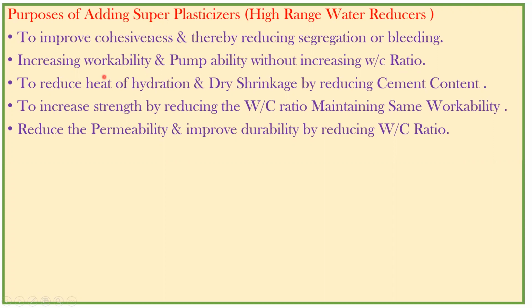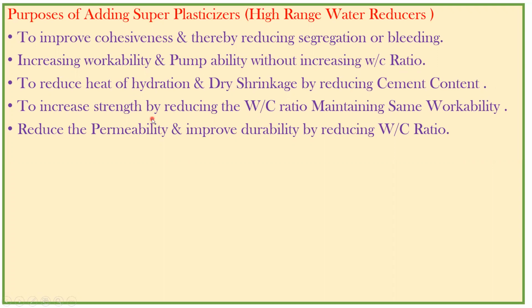In that case, we go with the super plasticizer to reduce the heat of hydration and drying shrinkage by reducing the cement content. How will this cement content be reduced? Because this is the water by cement ratio, right? If my water by cement ratio is less, that means the cement content is also less. So in this way you can do that.